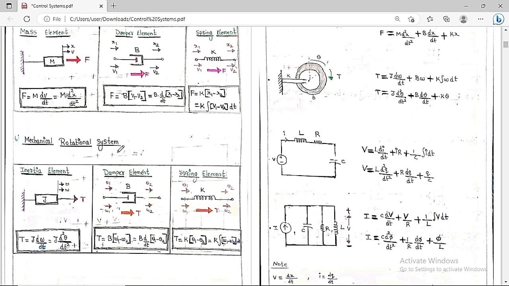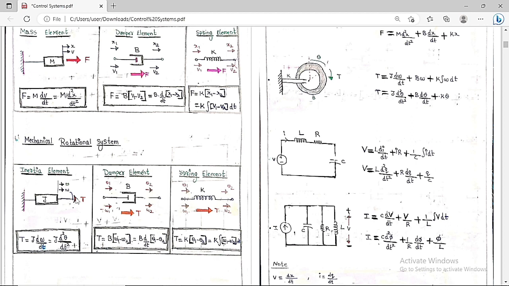Now listen carefully. Here we are going to discuss the inertia element. Inertia element means here J is called the inertia of this body. Now I am going to apply a torque on this, basically a torque like this.